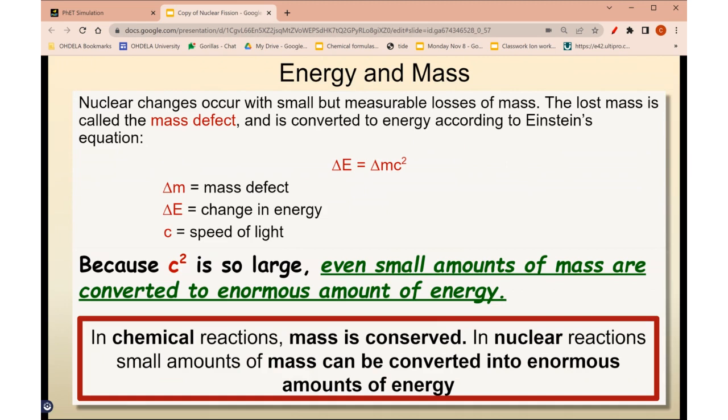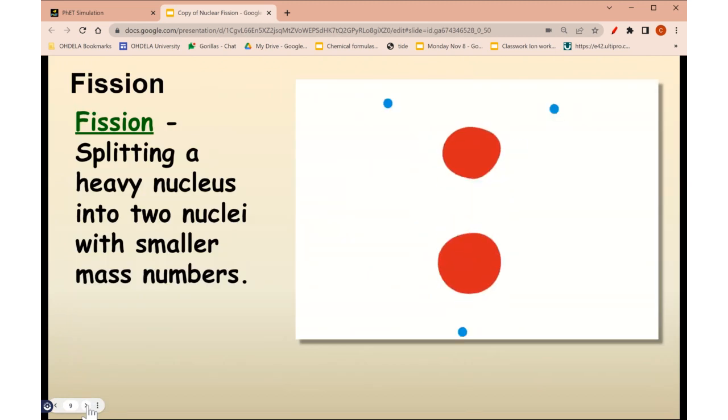In chemical reactions, mass is conserved. In nuclear reactions, small amounts of mass can be converted to enormous amounts of energy. In chemical reactions we have bonds forming and reforming, and that conserves the mass. Here the mass is changing, and we get energy from that. So fission means to split a heavy nucleus into smaller nuclei with smaller mass numbers.